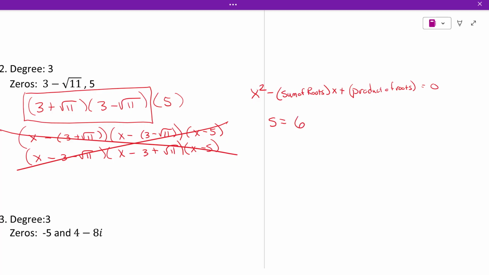Just plain and simple 6. The square root of 11 has disappeared, because we're adding them. So it's just 6. What's their product? Well, what's 3 times 3?